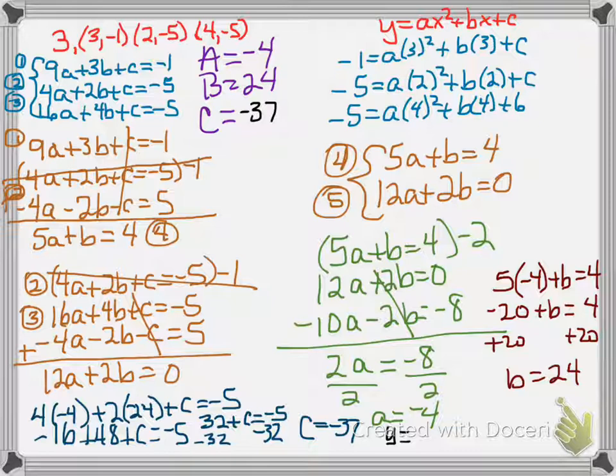Okay, look down here in the right hand corner. y is equal to -4x squared plus 24x minus 37. Alrighty, and there's my answer.